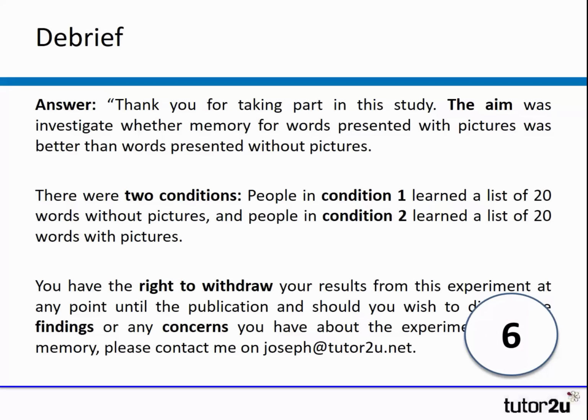So it's a really easy way to get 6, but just make sure you're writing it exactly as you say it. You state the 2 conditions of the experiment and you state the aim, and that's going to pick you up all of your different marks.